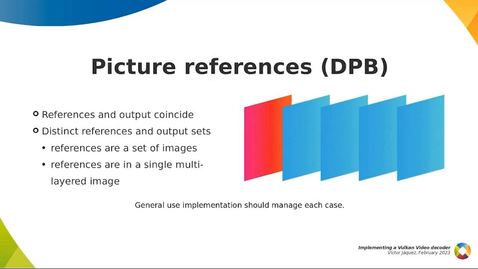Right now, there are two ways to handle the DPB. A: the output images are also used as references. And B: the reference images in the DPB are different from the output ones. In this mode, we have two different modalities. B1, each reference is a single VkImage, and B2, each reference is a layer in a common image. So basically, depending on how your hardware or your vendor allows and how your stream is constructed, you can choose one or another. And also, if you have a generic implementation, you have to query the hardware and decide what to use afterwards.